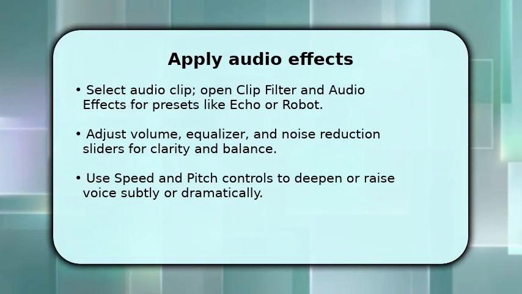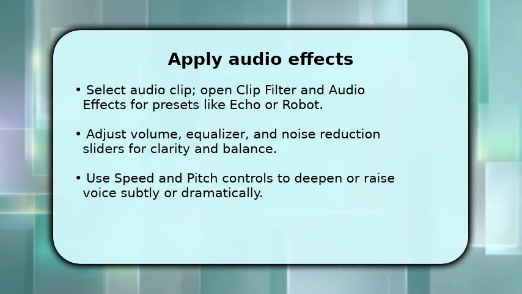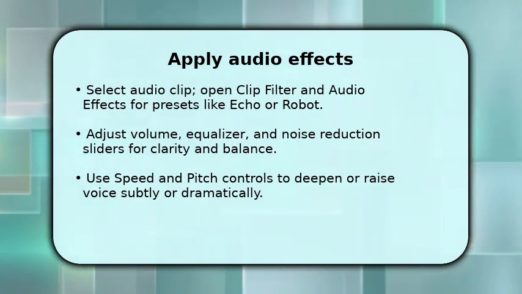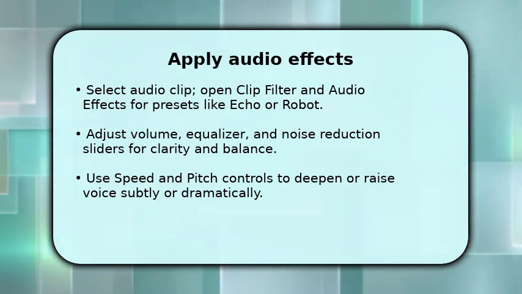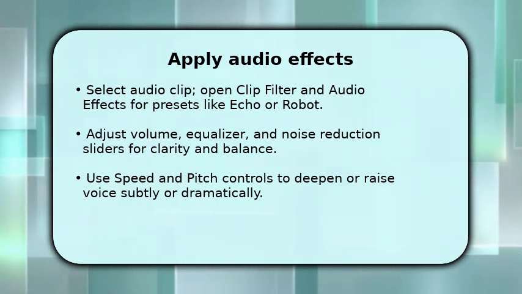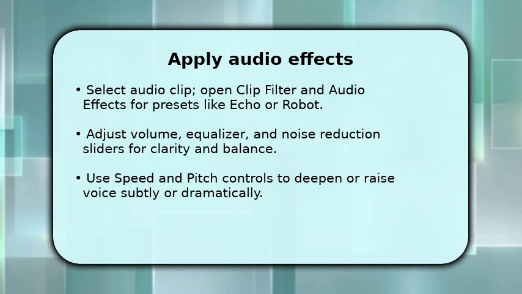Next, focus on shaping the sound. Select the detached or recorded audio, then open Clip Filter and Audio Effects. Pick a preset to jumpstart the effect. Once done, fine-tune volume and the equalizer to remove muddiness. Reduce background noise if needed for clarity.